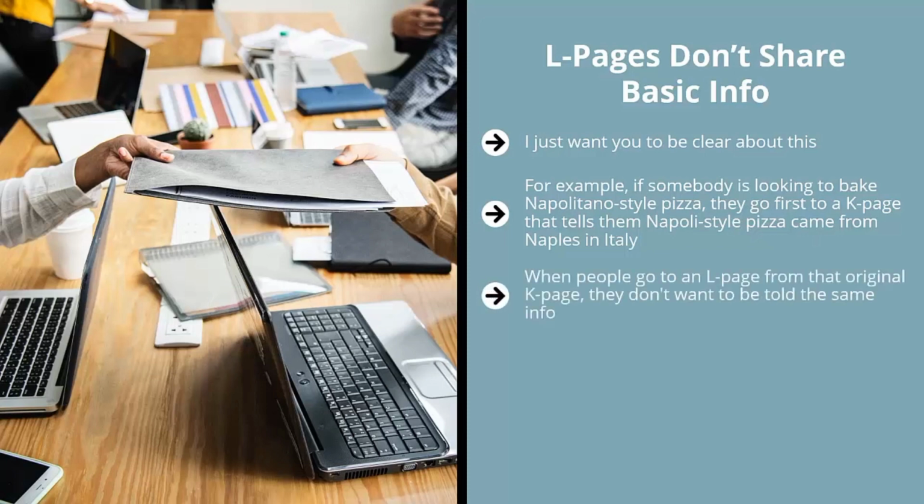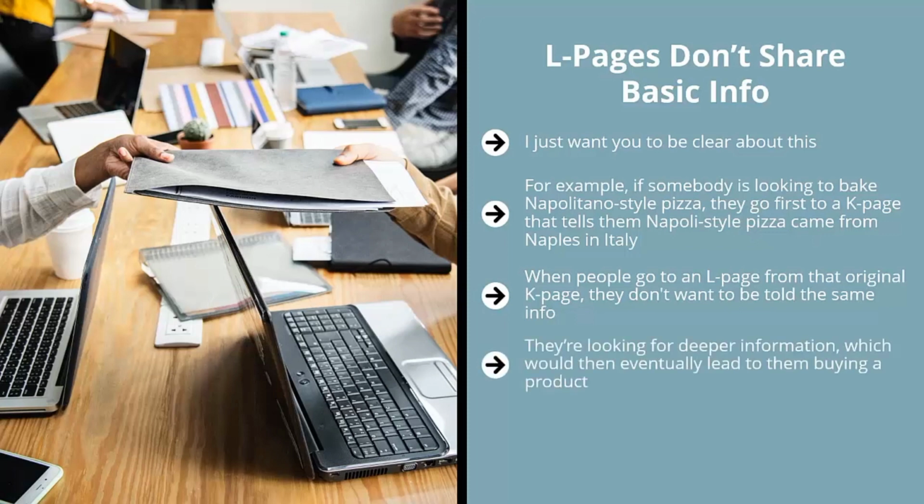When people go to an L page from that original K page, they don't want to be told the same info. They already know the background. Now they want specifics, like how not to burn their Napoli pizza too much. What kind of pizza ovens are available to produce the very best Neapolitan-style pizza? You get the point. They're looking for deeper information, which would then eventually lead them to buying a product. They have deeper needs at this point. Don't waste their time by rehashing basics or intro. It just erodes your credibility and authority.